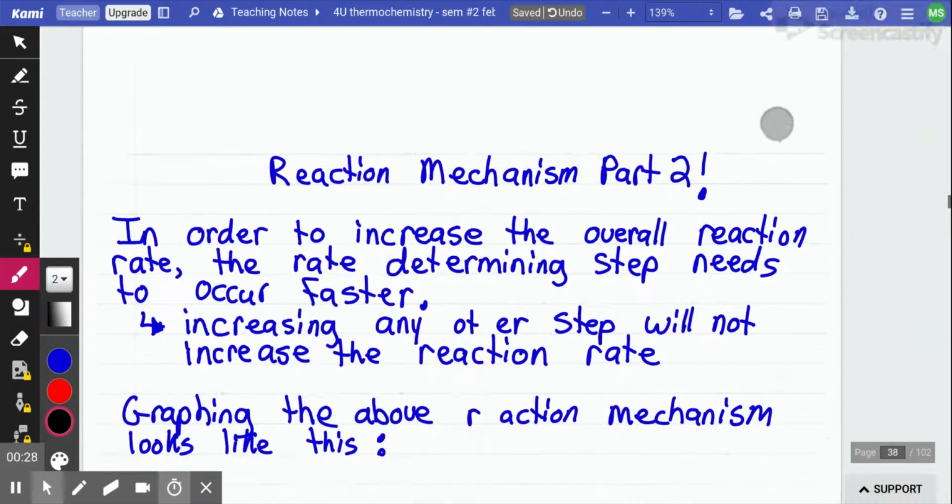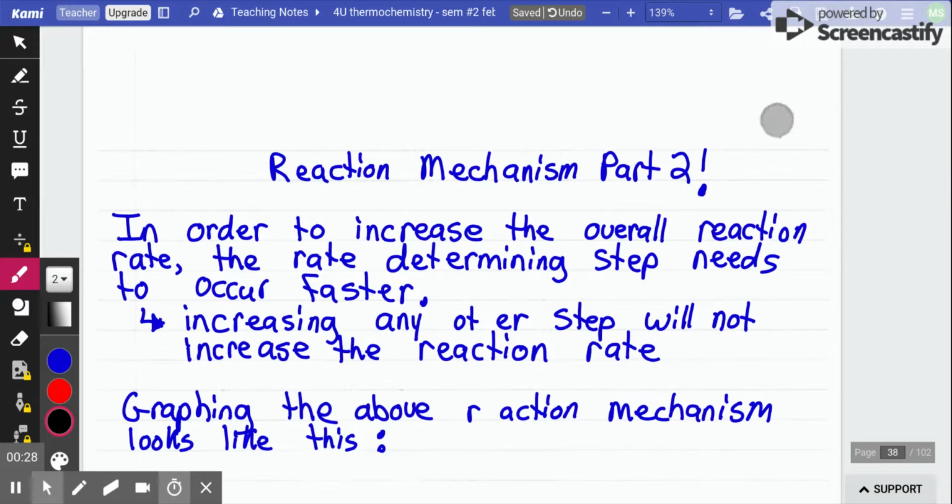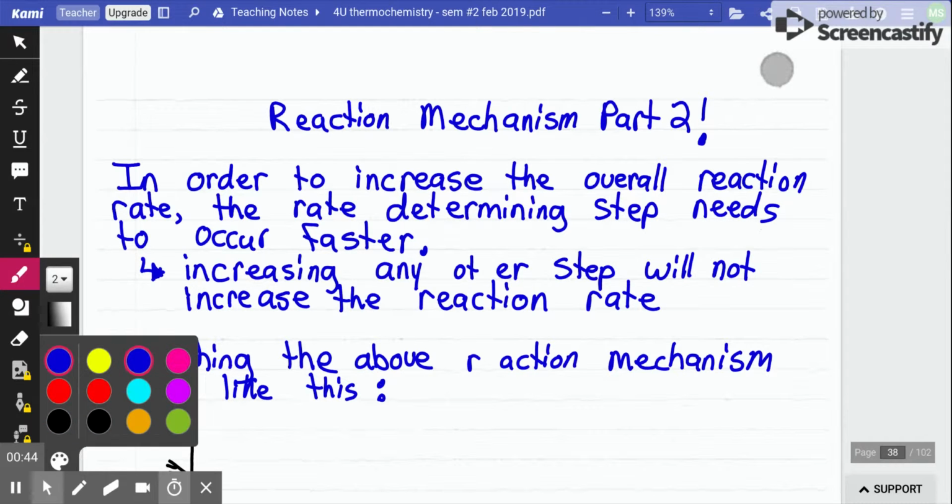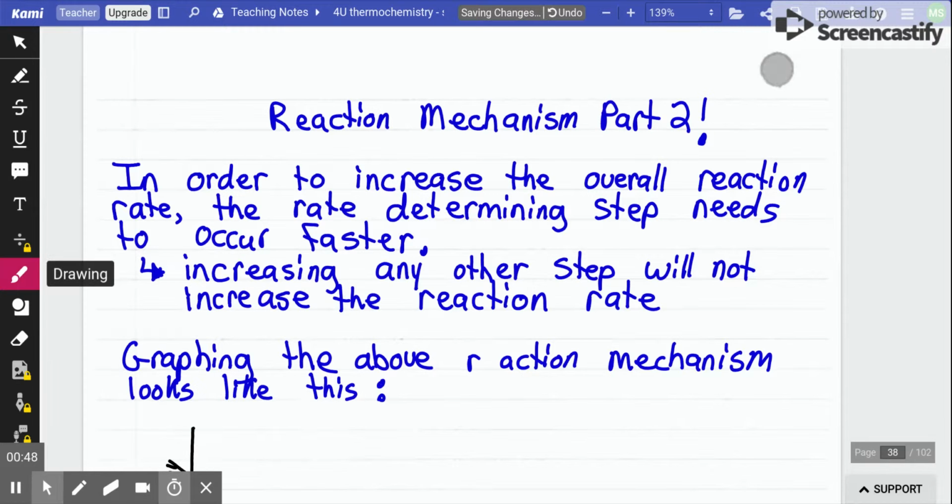And so the other thing the rate determining step impacts is how fast the overall reaction is going to occur. If you want to increase the overall reaction rate, the rate determining step has to occur faster. If you increase any other steps, the reaction rate is not going to change, because it's the rate determining step that is slowing things down. If you can speed that up, then your overall reaction can happen quicker.